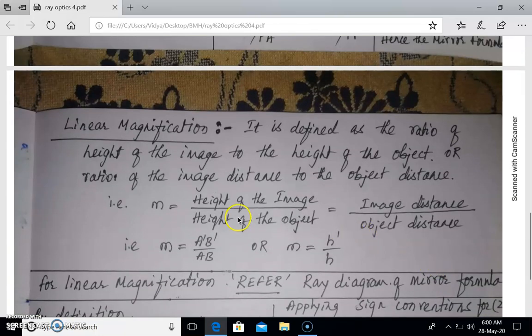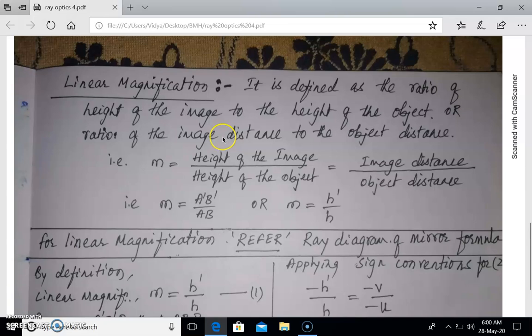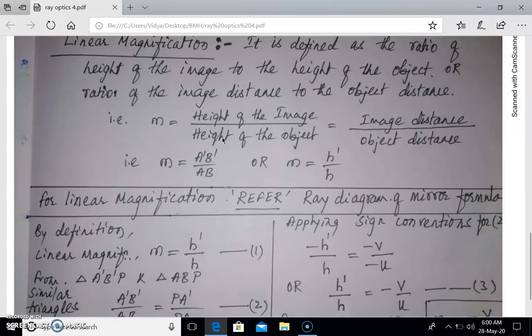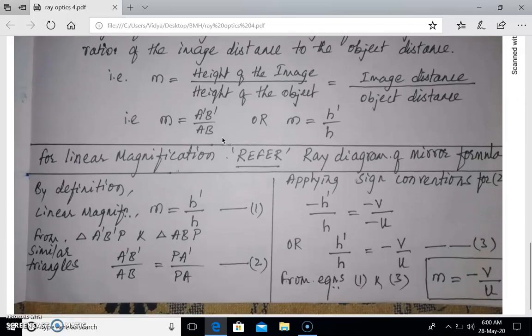Let me repeat. Linear magnification is defined as the ratio of height of the image to the height of the object, or ratio of the image distance to the object distance. So it has two definitions. It can be defined as a ratio of height of the image to the height of the object, or a ratio of the image distance to the object distance. So it's simple geometry we have made use of to arrive at the formula in connection with the linear magnification.